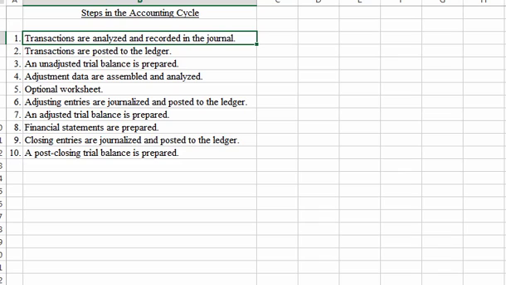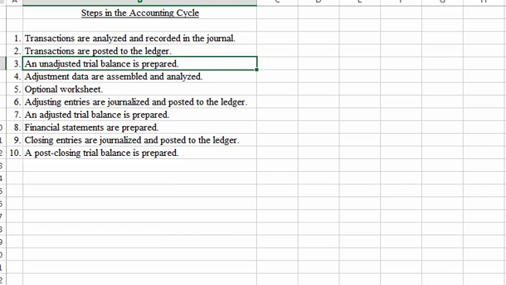Then those transactions are posted to the ledger. Now in the ledger we have a separate space for each account that the business uses, and when we transfer those journal entries over, it will update the balances of the accounts in the ledger. That process would go on throughout the period until we're ready to prepare financial statements. Some companies would prepare those as often as monthly, some quarterly, and then some at least once per year. These steps 3 through 10 would be completed when we're ready to prepare financial statements.